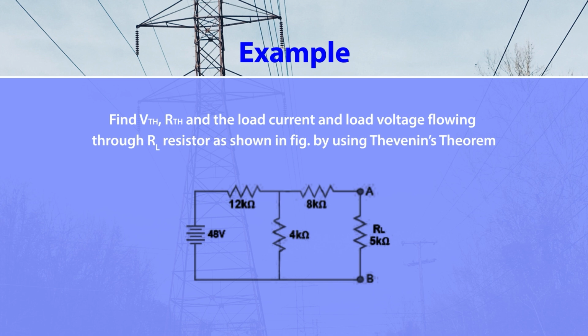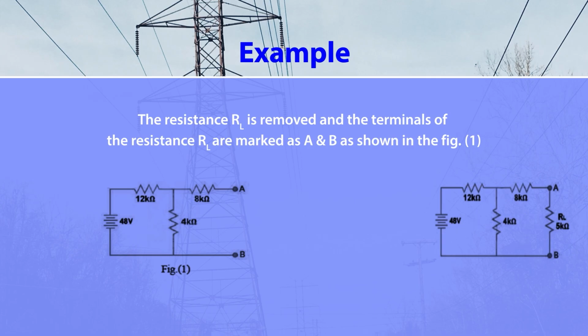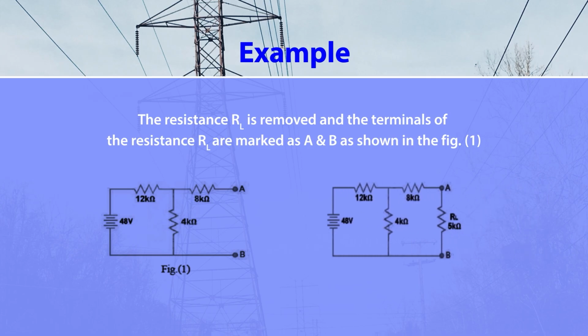So what you have to do? Just replace this load resistance and make an open circuit across terminals A and B. So the resistance RL is removed and the terminals of the resistance RL are marked as A and B, as shown in figure 1. Because you have to find the Thevenin voltage. So what is Thevenin voltage? Thevenin voltage is nothing but the open circuit voltage across two terminals. And what are those terminals? Terminals A and B.